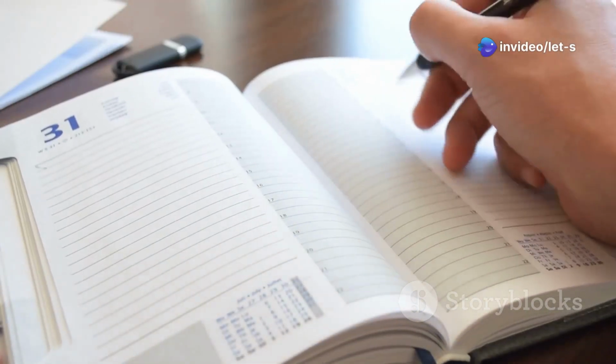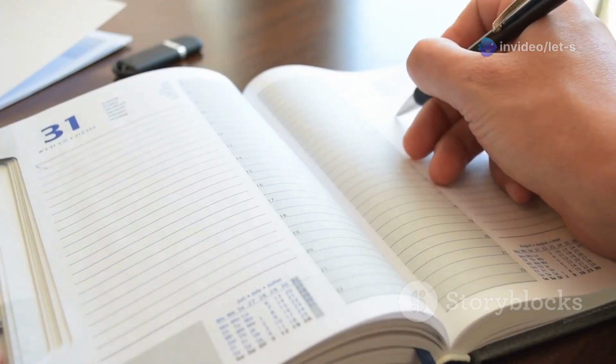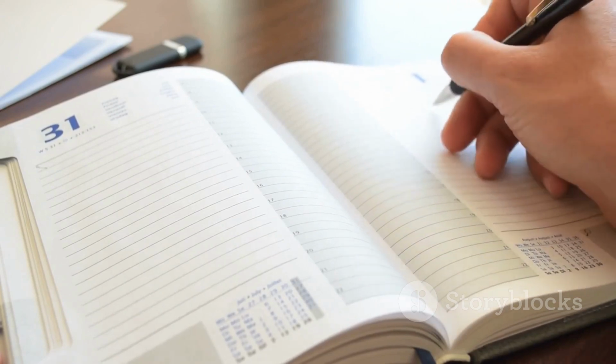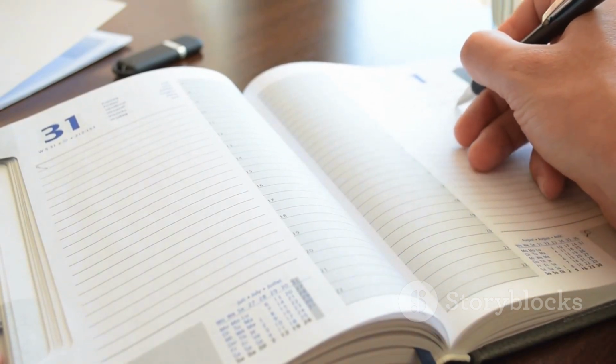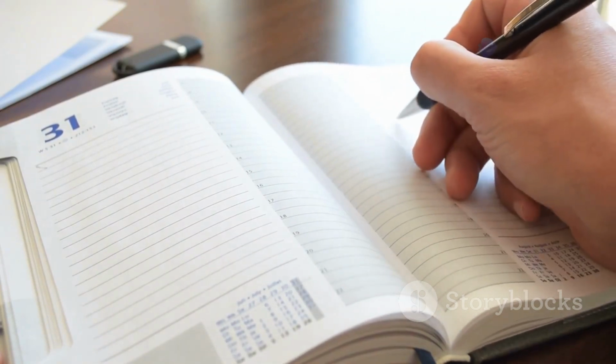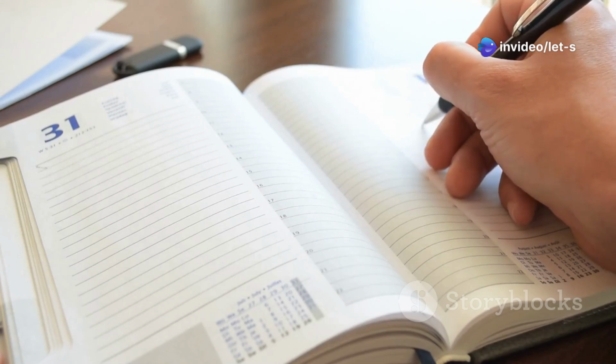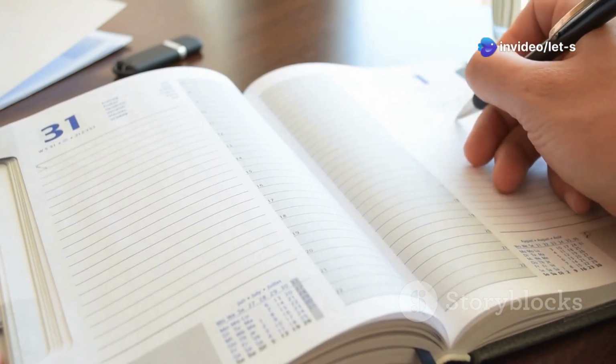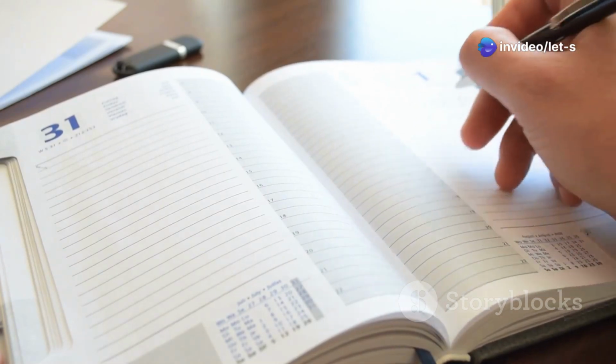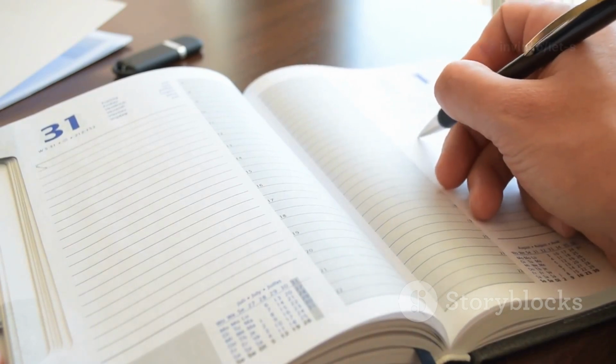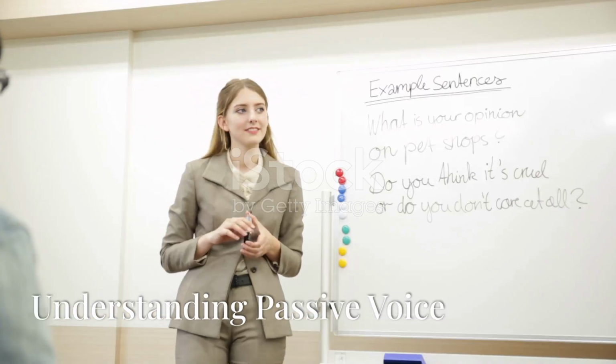By understanding the third conditional, you can reflect on past events and consider alternative outcomes. This not only helps in personal growth, but also in developing a deeper understanding of cause and effect. It encourages us to think critically about our choices and their impact, fostering a more thoughtful and reflective approach to life.